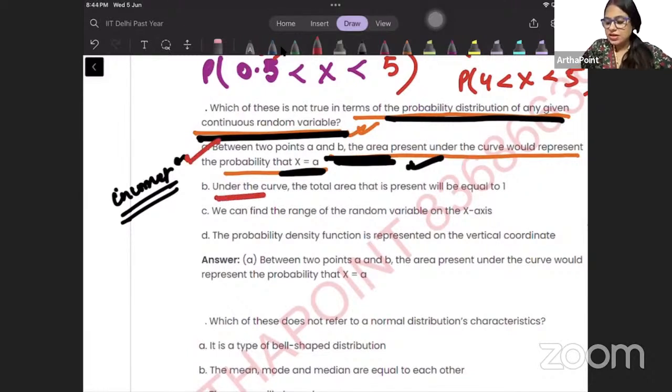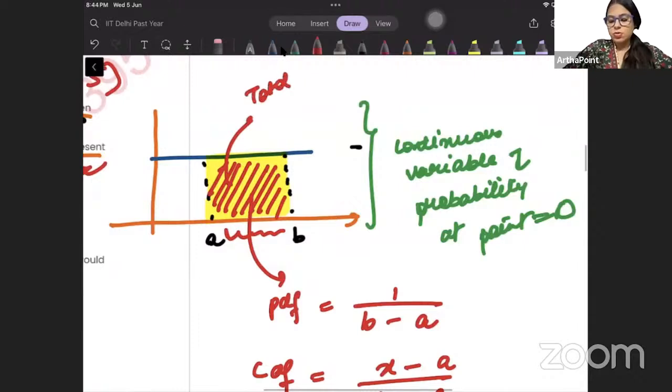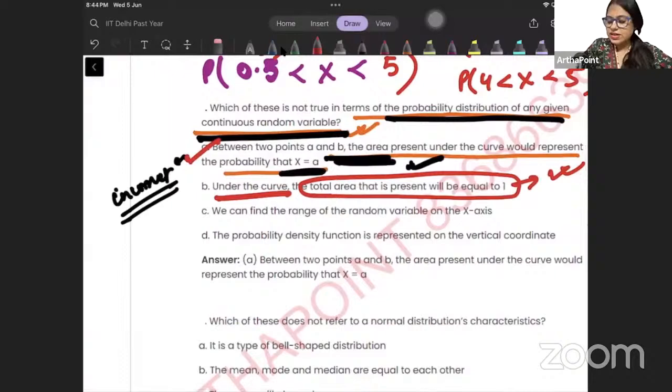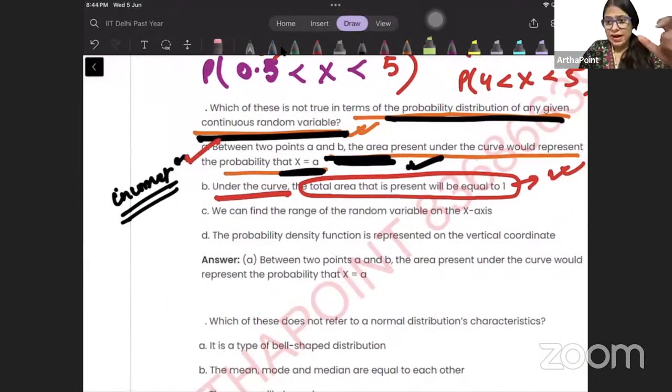Look into the other statements. Under the curve, the total area present will be equal to 1. This is correct, because the area under the curve represents the total probability, and total probability means it has to be 1. So this is the correct statement. This says we can find the range of the random variable on the x-axis. This is also correct. Whenever we talk about where my random variable X is lying, it is lying between A to B in this case. So exactly what the range of my random variable is, I can know it through the x-axis. So this is also correct.